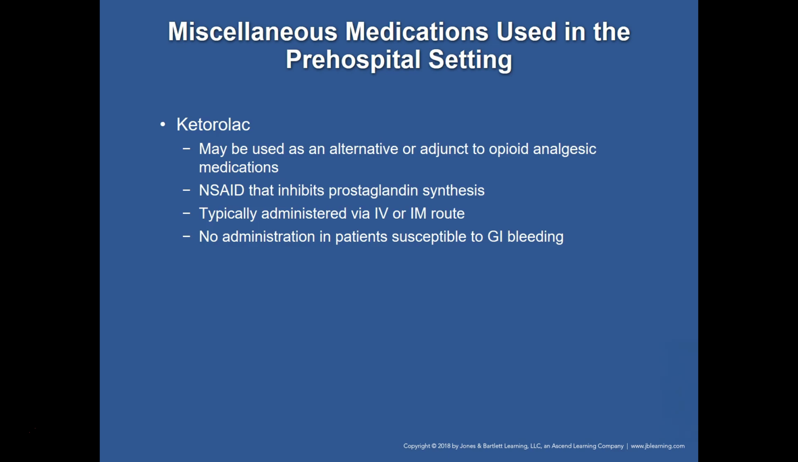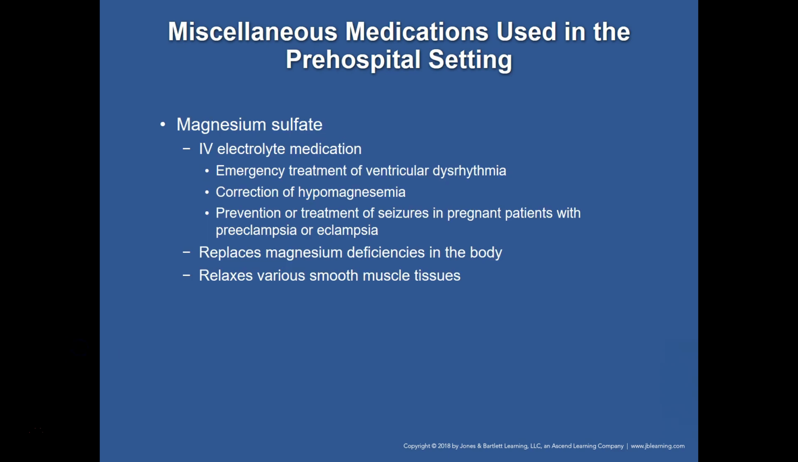Ketorolac may be used as an alternative to, or adjunct to, opioid analgesic medications. It's an NSAID that inhibits prostaglandin synthesis, typically administered IV or IM. It can't be given to patients that have a history of, or are susceptible to, GI bleeds.